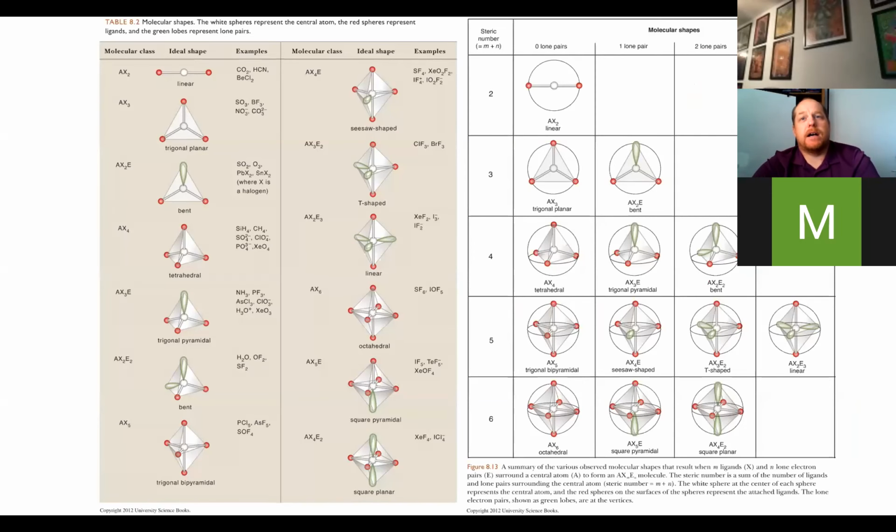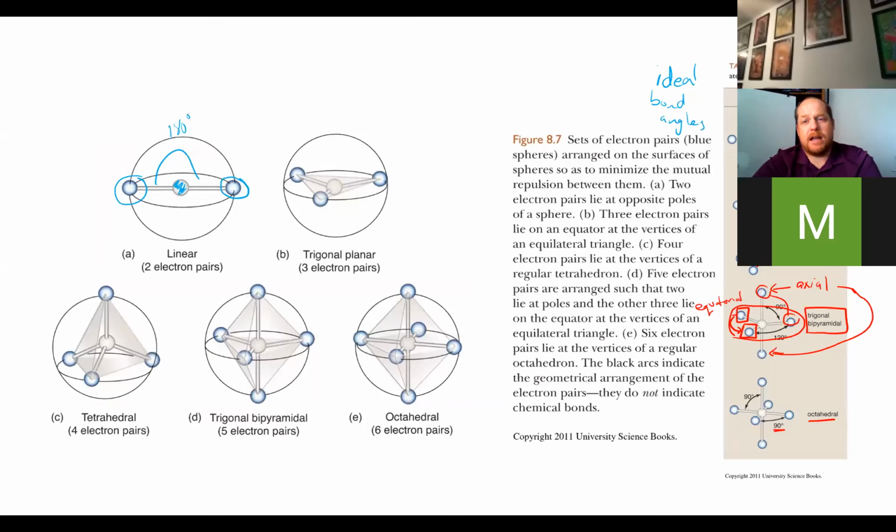So here we have, again, some of those representations. Again, these are artist renderings. On the left, there's a table of the molecular shapes that we will see. The molecular shapes are going to be related to electron geometries. If we come back up here in this slide, we have a bunch of electron geometries. These are how the electron groups are spaced out with respect to each other.